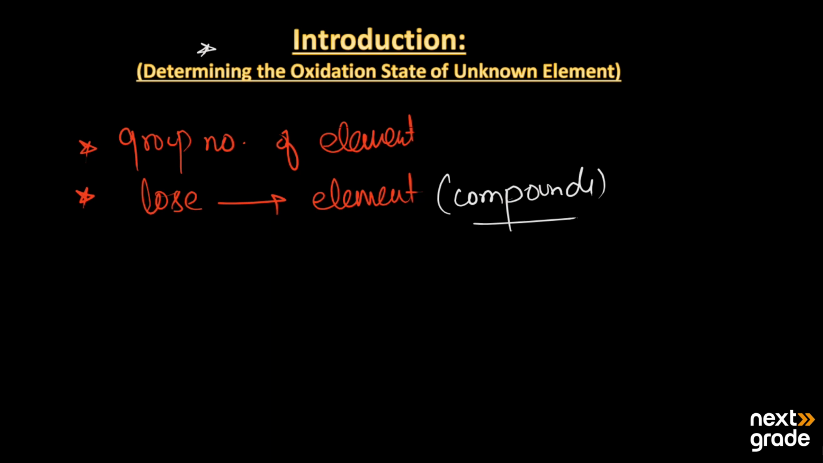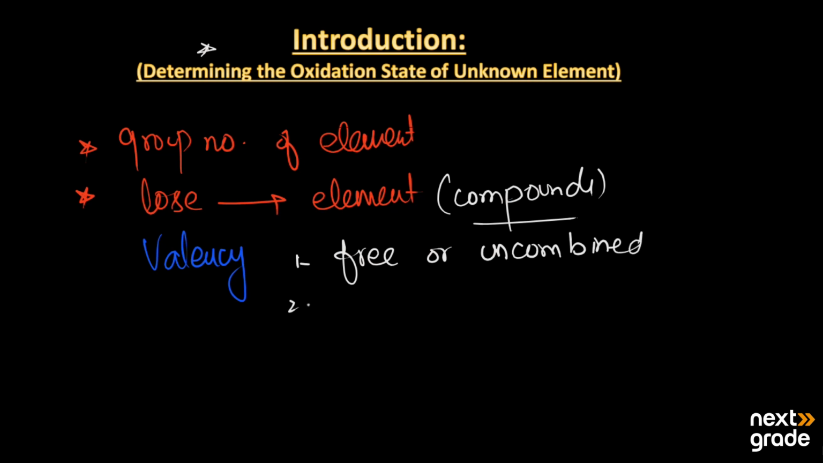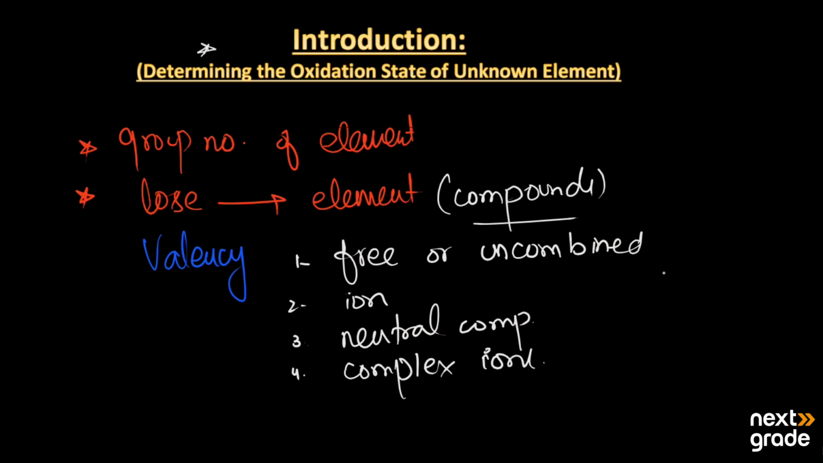On the other hand, when we are going to determine the oxidation state, we must know the valency of an element, that is, the main valency of an element, because previously we have learned the four rules of the oxidation state. First, the oxidation state of free or uncombined elements. Then the oxidation state of ions. Then the oxidation state of neutral or stable compounds. And the fourth rule, about the oxidation state of complex ions, which are also known as molecular ions. So we have learned these four rules. To determine the oxidation state, we must keep these four rules in mind.